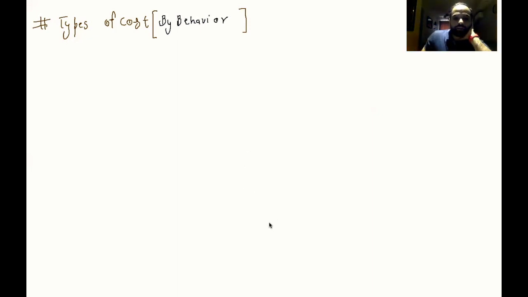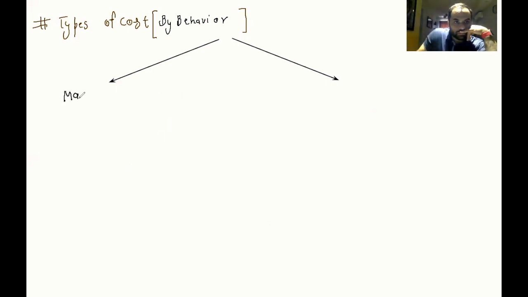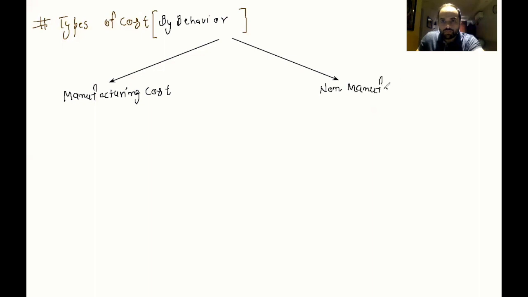So by behavior, cost is divided into two parts. We have two types of cost. The first cost is called manufacturing cost. And the second type of cost is called non-manufacturing cost.